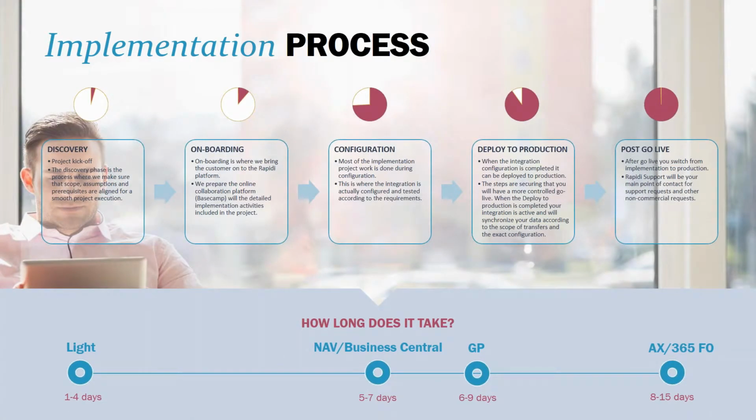Besides having the subscription, you need a one-time configuration to set it up. I made a little chart here to explain how long it typically takes. For NAV, Business Central, and to some extent also GP, it's typically around those 5 to 9 days. For the AX and 365 for finance and operations, it takes longer because of the complexity of that solution. And the process is described up here. It's something that we can get into deeper details about if we go into a dialogue after this webinar.